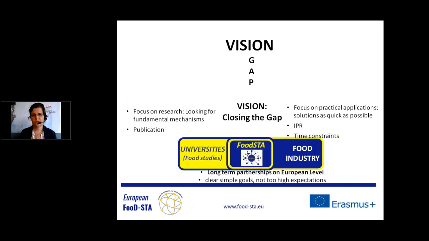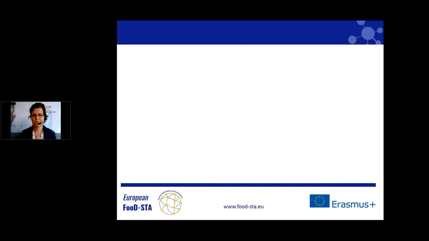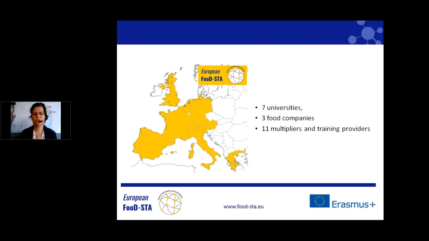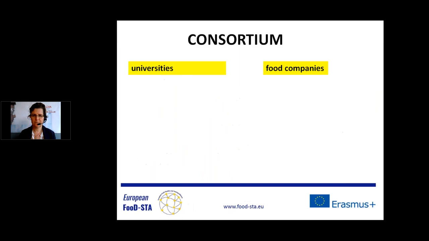The idea is to establish long-term partnerships on European level between industry and academia and offer on a low threshold services for this interaction. This map shows you the countries that are involved in the Foodstar Training Alliance. 7 universities and 3 food companies and 11 multipliers and training providers such as LVA are involved in the project.